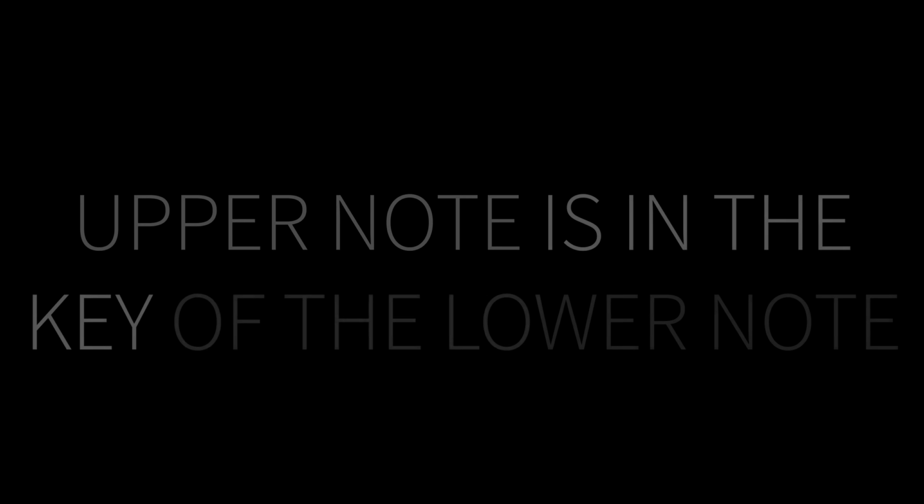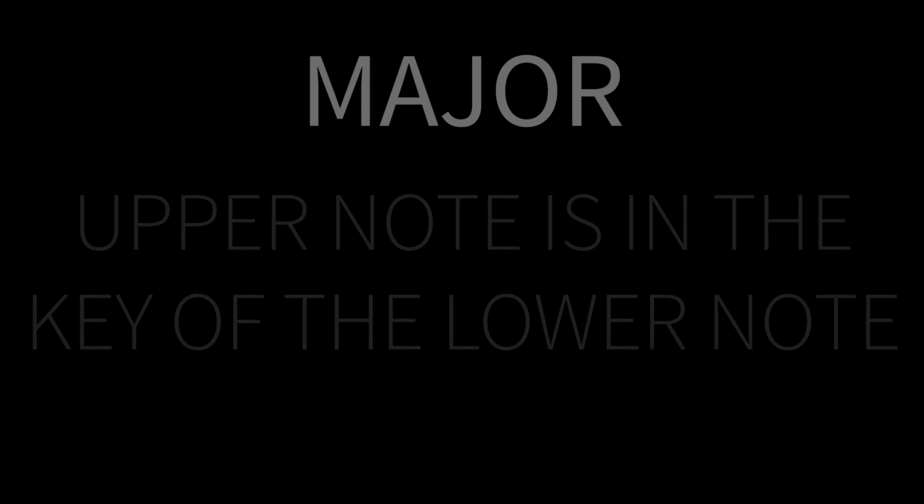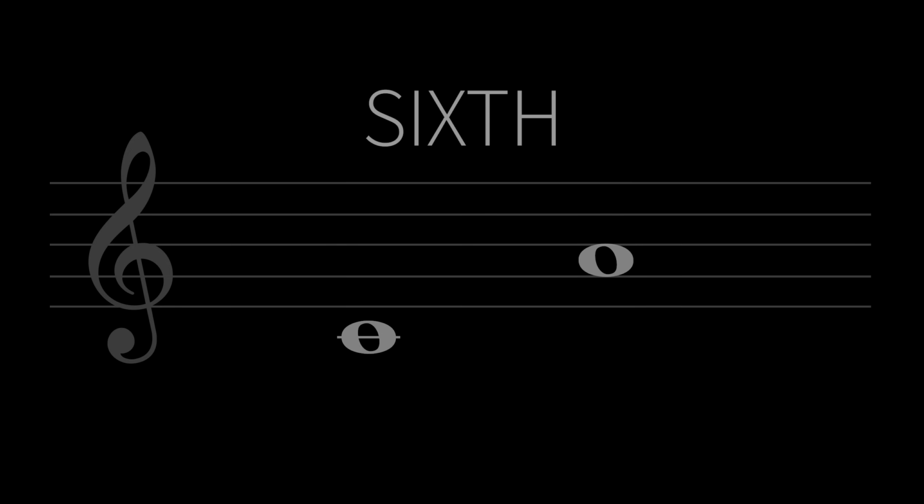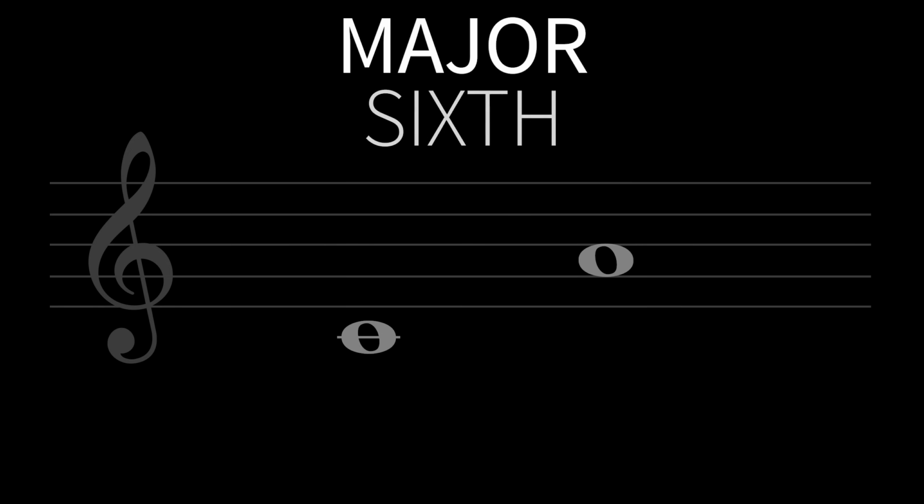If the upper note of the interval is in the key of the lower note, for these intervals, we say it is major. Let's try C to A, a sixth. Again, the key of C has these notes, so A is in the key. So we say this is a major sixth.